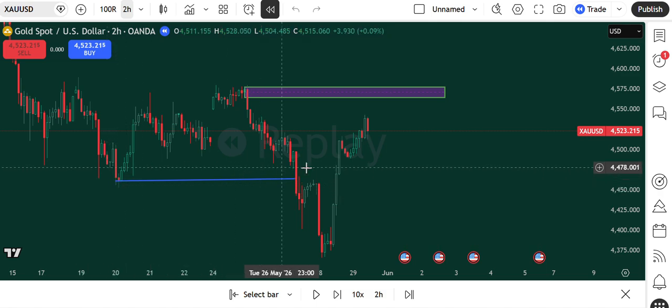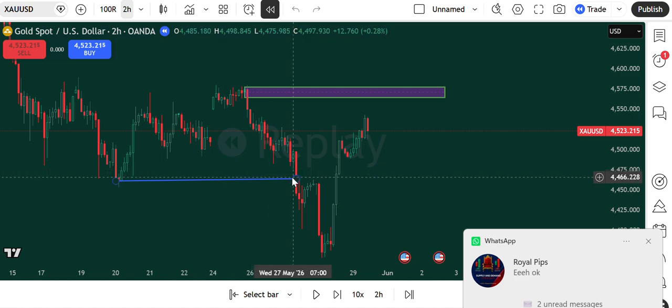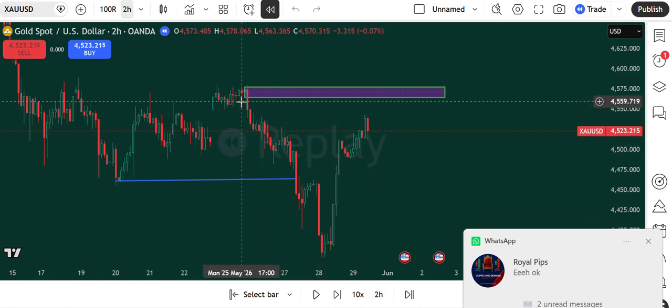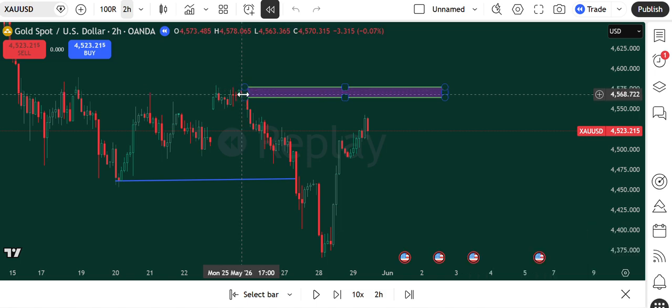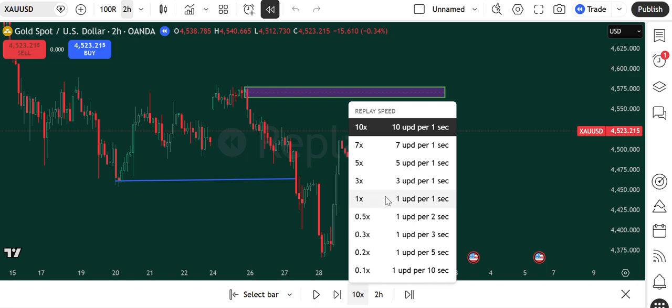This is the break of structure, from here up to here. So this candle is the last opposite candle before the break of structure. If you don't understand, comment and ask. Are we together? Then let's play our market and see how the market is going to respect the zone.